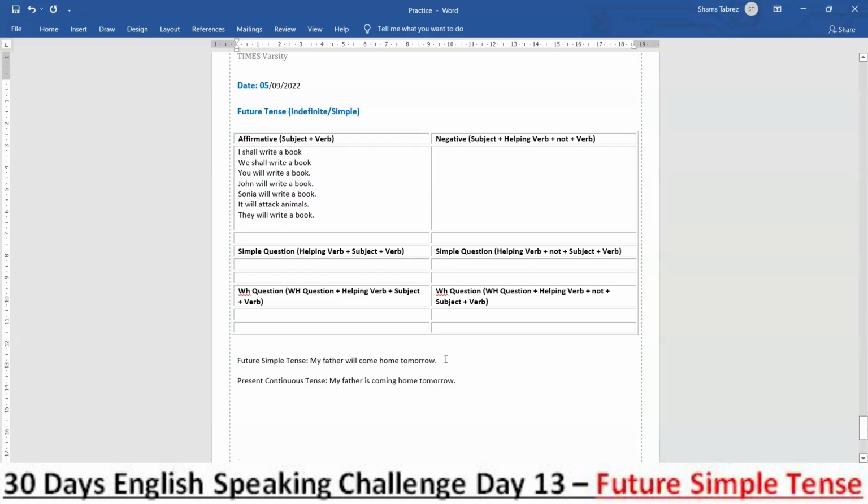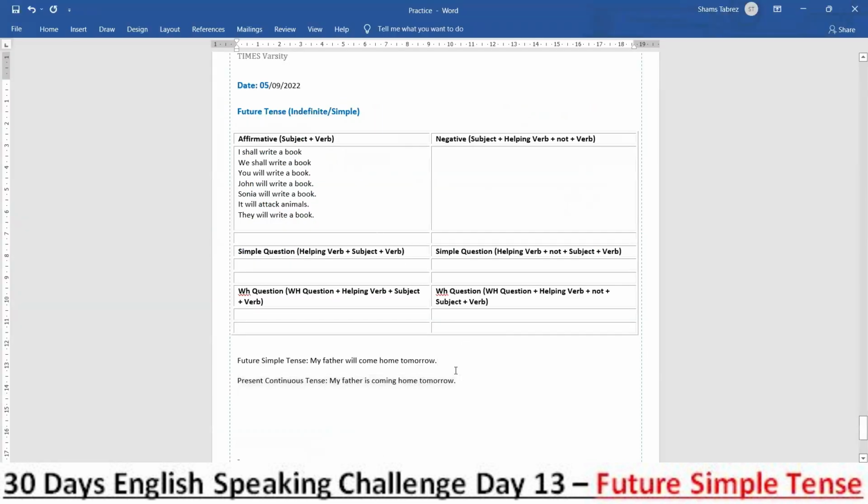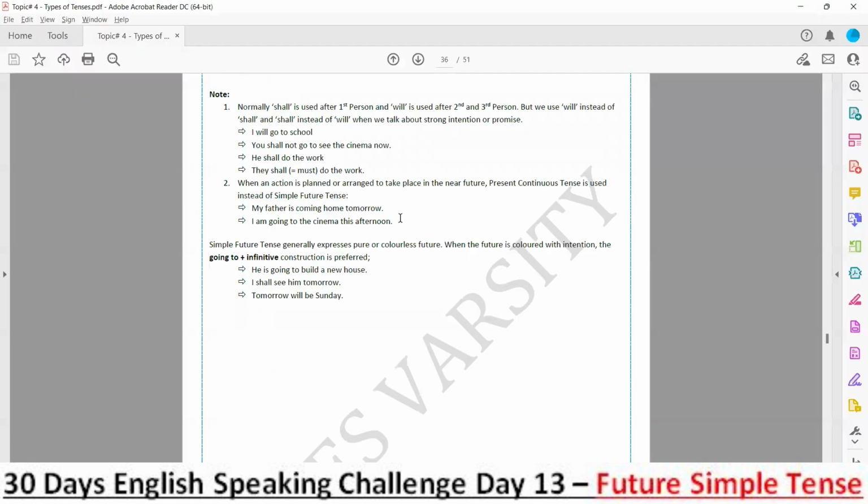So here, what is being explained is that instead of future simple tense, in some cases you can also make the sentence in present continuous. What is the condition? When an action is planned or arranged to take place in the near future, present continuous tense is used instead of simple future tense. So both sentences are correct. And the same thing you can also express in present continuous. This is what is being explained.